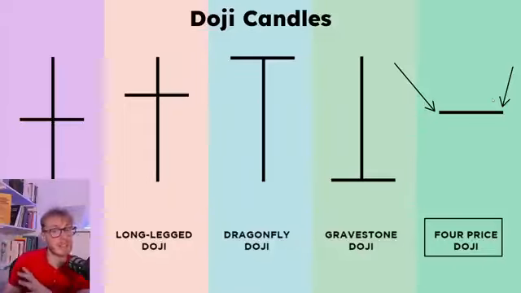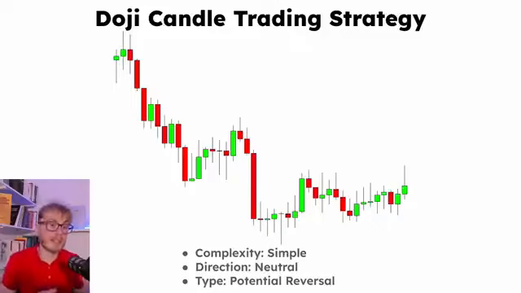So this is one of these candles that definitely signal uncertainty, and often when you see a 4-price doji, they often indicate that this is something we actually don't want to trade. Alright, so now let's take a look at how we can trade using the doji candle.